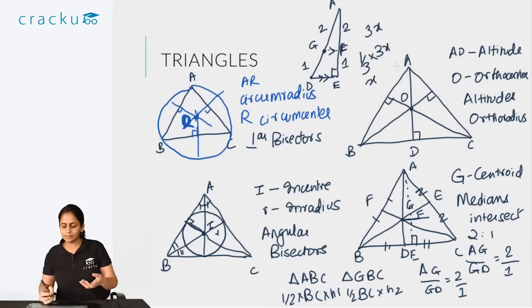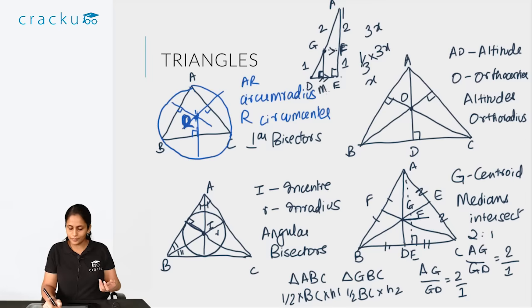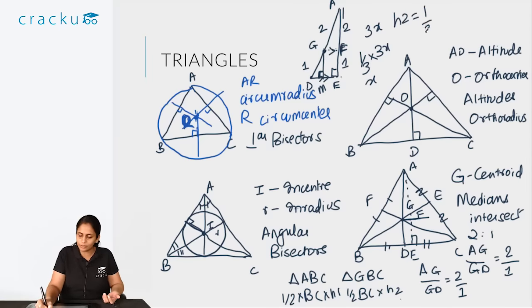So how do I get this? This is the height of the entire triangle, and this line GF, if I draw parallel to it, is essentially the height of triangle GBC, because GFEM would be a rectangle. So whatever is GM, FE would be the same amount. So the height of the triangle GBC would be essentially 1/3 of the height of the triangle ABC. So from this I can infer that height H2 is equal to 1/3 of height H1.